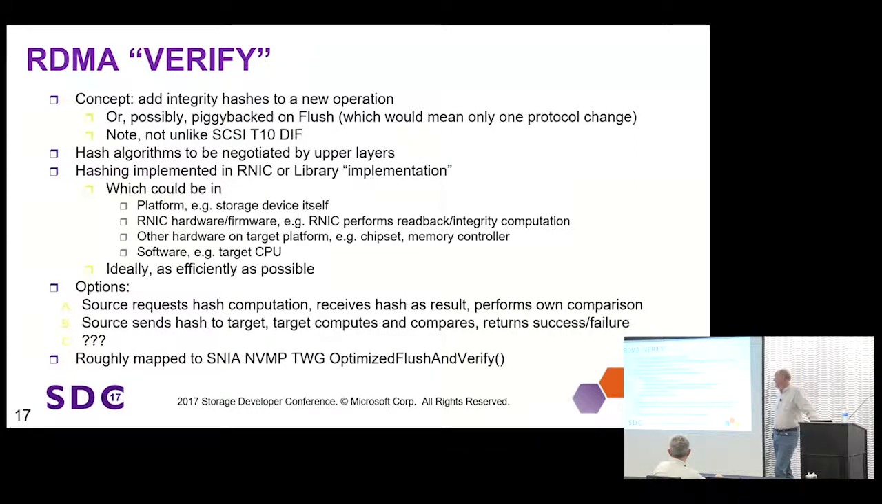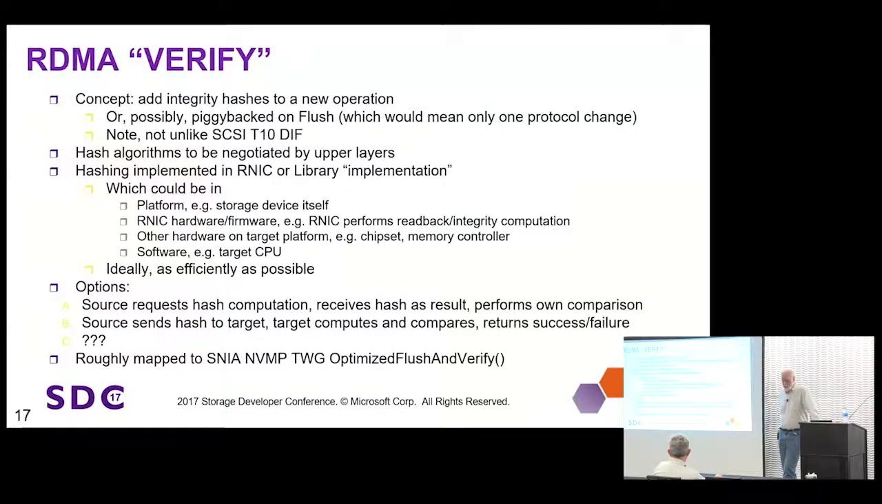And the engine that does that could be on the platform, in the storage device itself. Some devices do that. It could be in RNIC hardware and firmware. It could be other hardware, the chipset, the memory controller. Lots of devices have this type of integrity capability. Or, of course, it could be in software, the target CPU. You might do that to get going. But the idea is that it would be as efficient as possible.